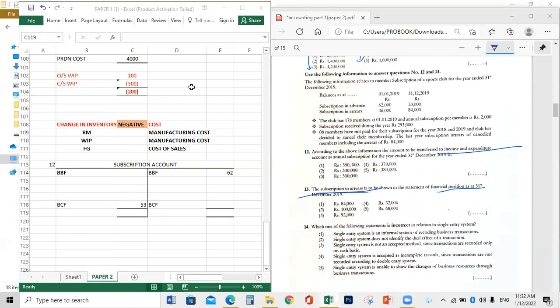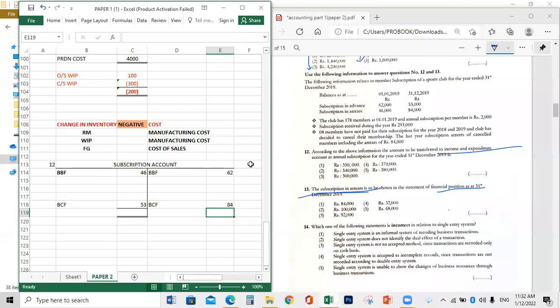And arrears, another word, guys, is receivable. Subscription in arrears, another word for that is subscription receivable. It's an asset for you, right? You have to receive it in the future. So income receivable comes in the debit side as opening balance, and closing comes in the credit side, 84,000.